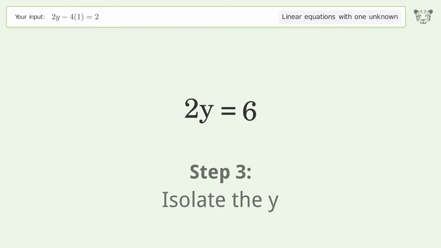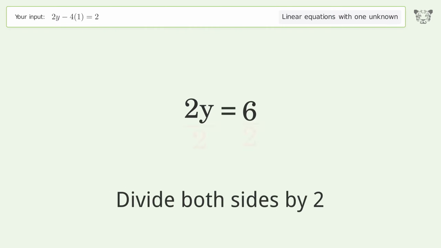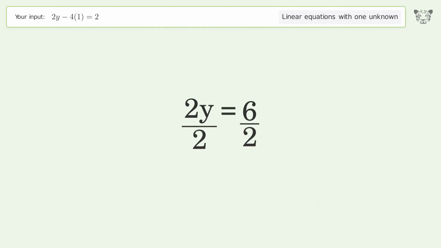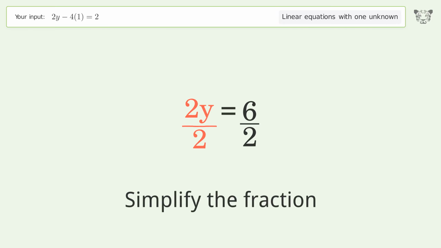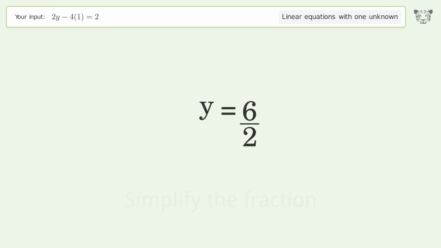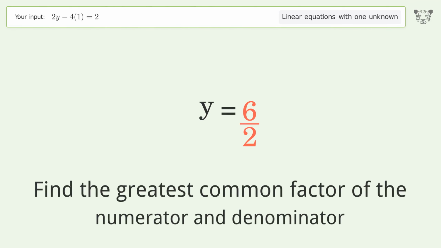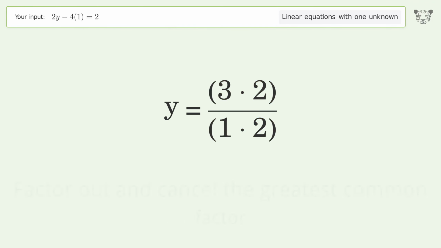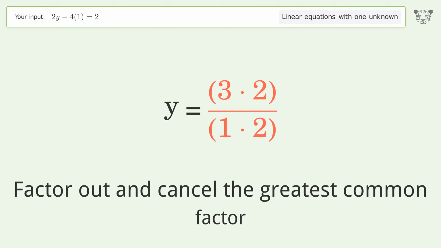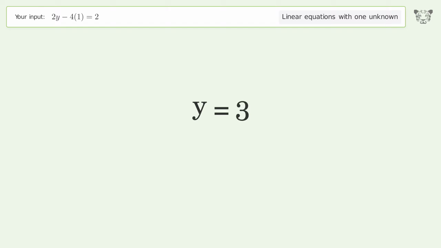Isolate the y. Divide both sides by 2. Simplify the fraction. Find the greatest common factor of the numerator and denominator. Factor out and cancel the greatest common factor. And so the final result is y equals 3.